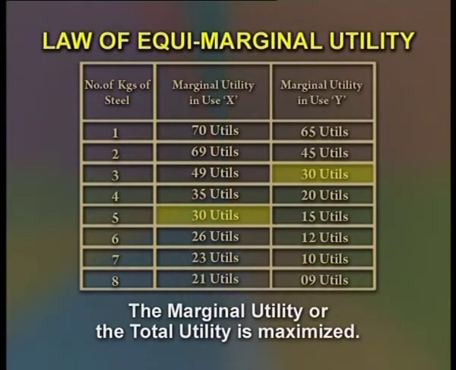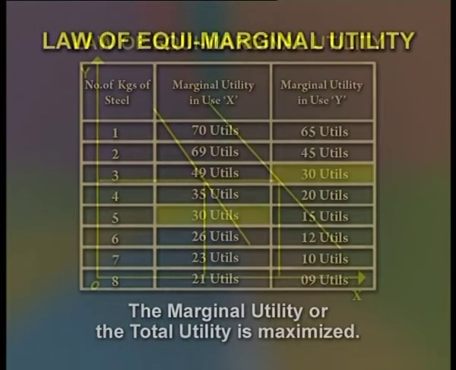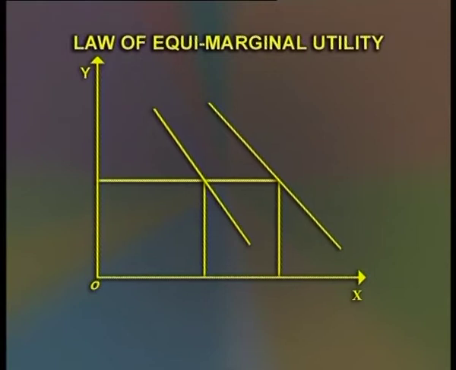When we total up all the marginal utility that you derive from each of these uses, it will be found that the marginal utility, or the total utility, is maximized. And therefore, this law teaches us how a consumer can also spend his money on different items so that he derives maximum satisfaction from his expenditure.